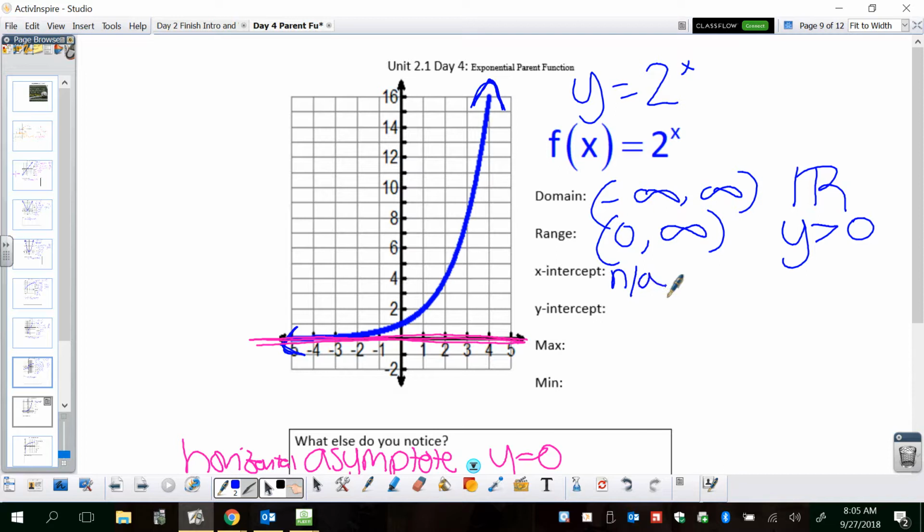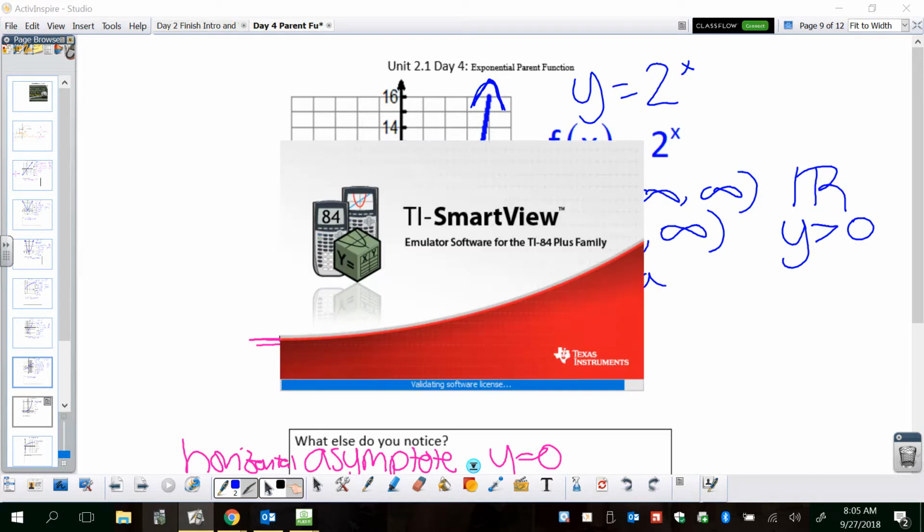There's not one. Well, how does it not touch it? It doesn't ever touch, it gets super, super close. So like I said, like 0.00001, 0.0000001, so on and so forth. It gets super close. Like you could type it in your calculator. Watch. It looks like it touches. It doesn't. It just gets so close that it looks like it does.